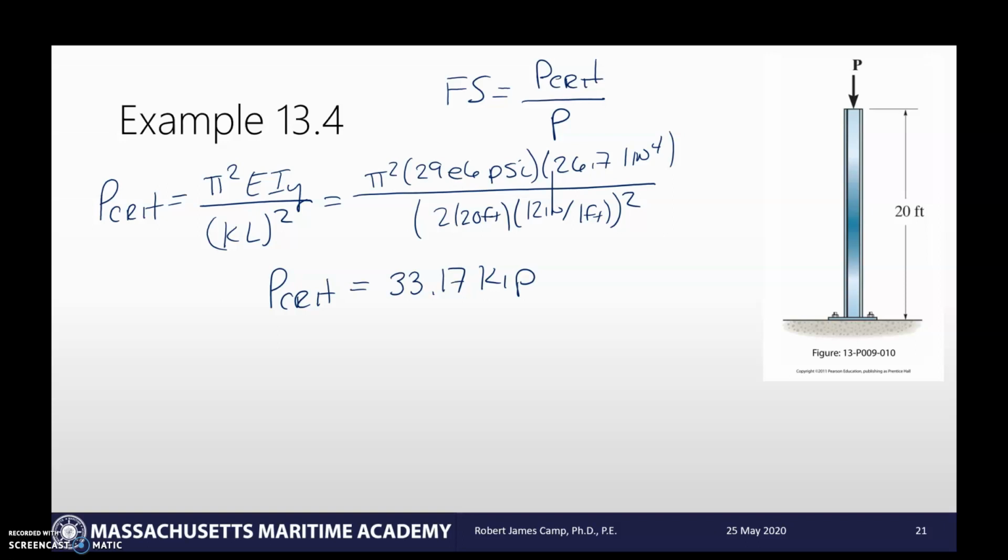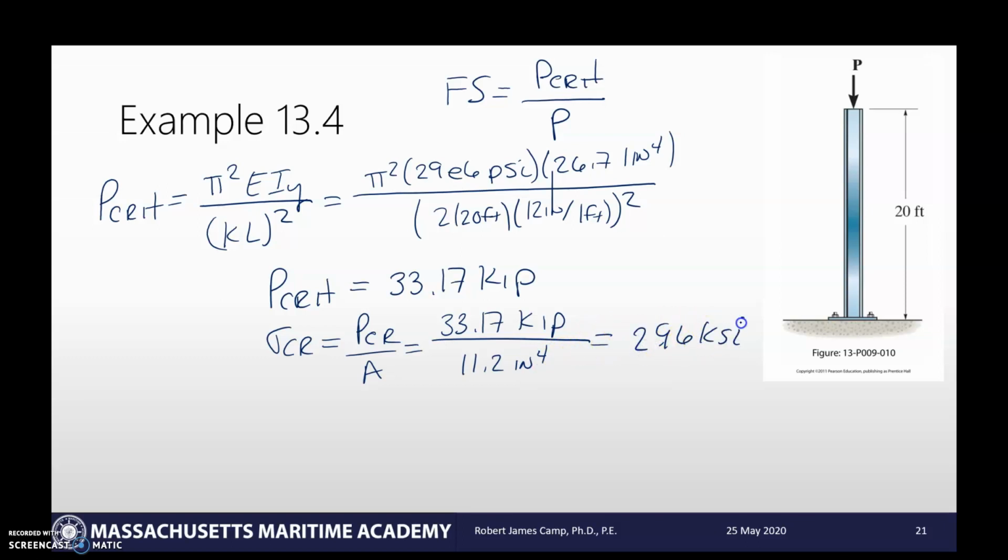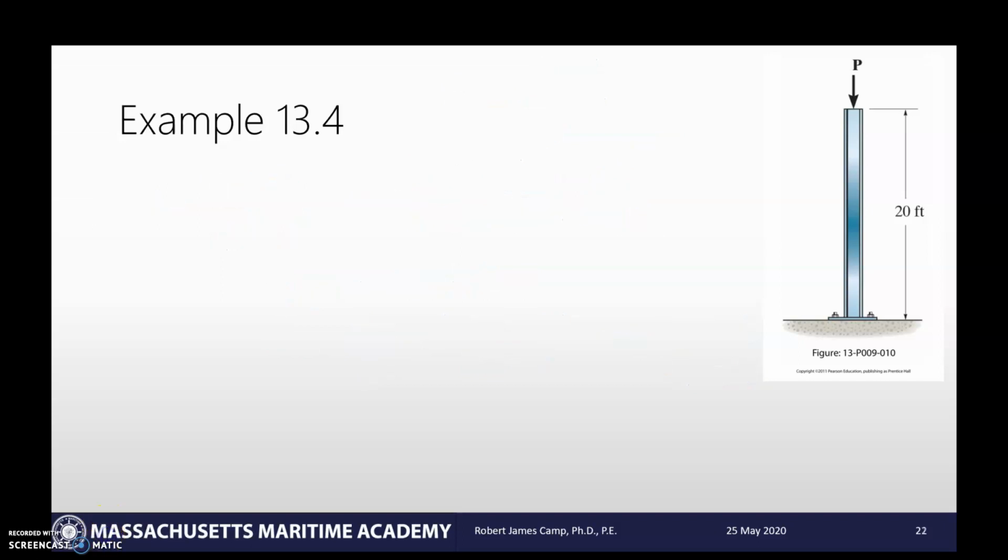Because if it's failing before the material yields, it has no factor of safety with buckling, because it's going to fail before it gets there. How do we check that? Well, we calculate our critical stress, just our critical load over our area: 33.17 kip divided by the area, 11.2 inches squared, and we get 2.96 ksi. That is well below the 36 ksi yield strength. So the material is not going to fail before the entire column buckles.